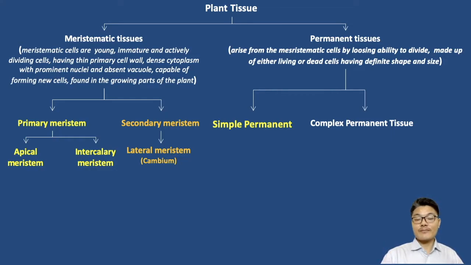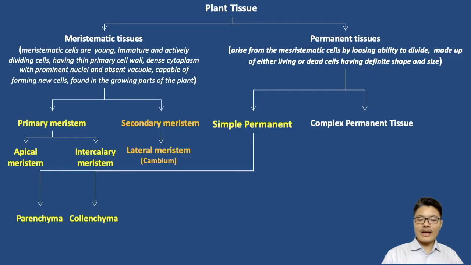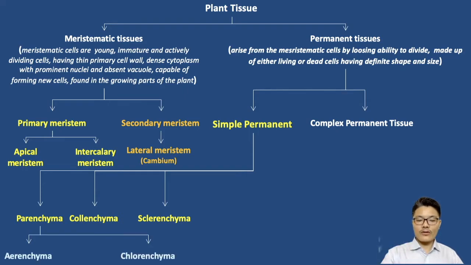In case of simple permanent tissue, we have parenchyma, collenchyma, and sclerenchyma. So these three tissues, parenchyma, collenchyma, and sclerenchyma, are simple permanent tissues. Parenchyma can be aerenchyma or chlorenchyma.